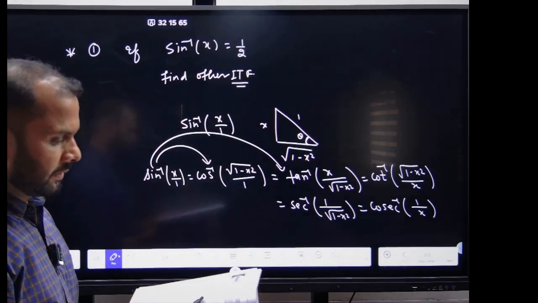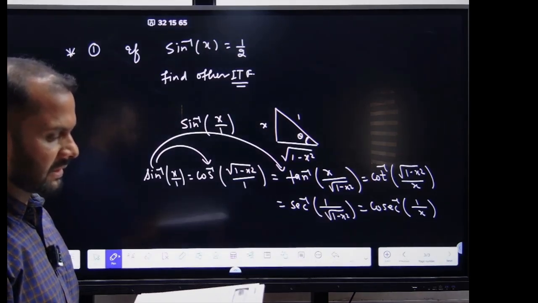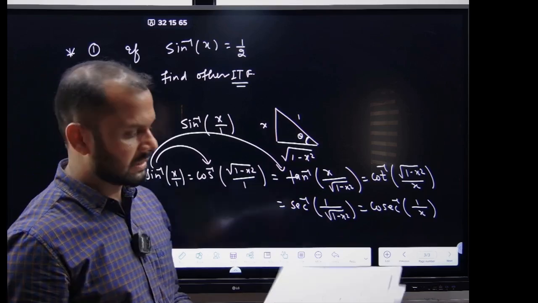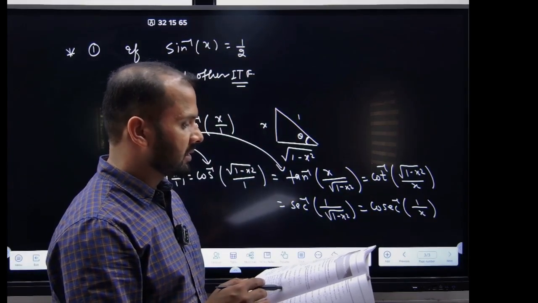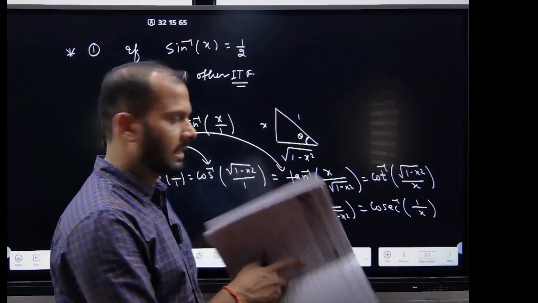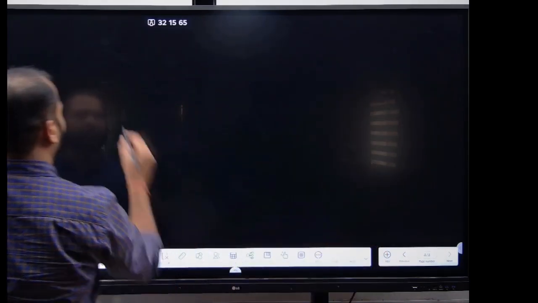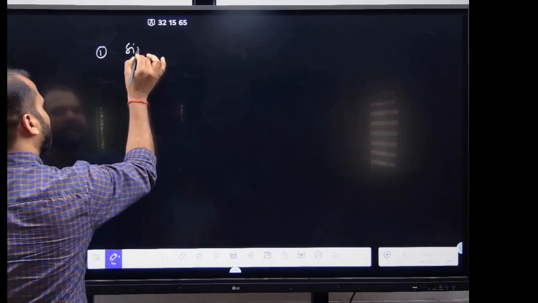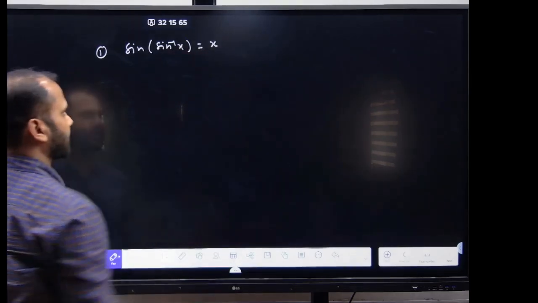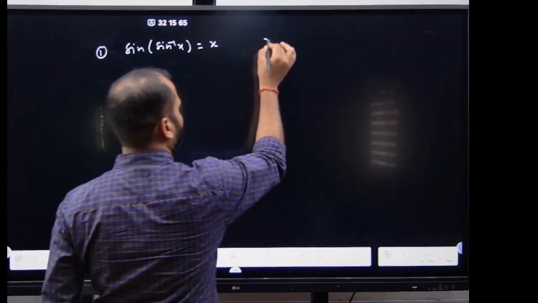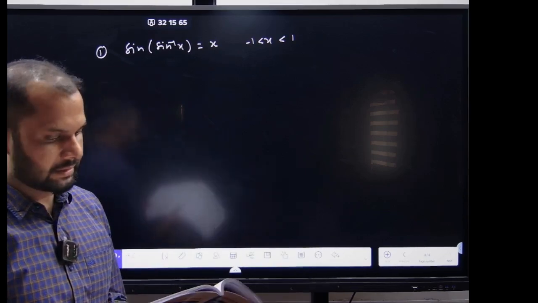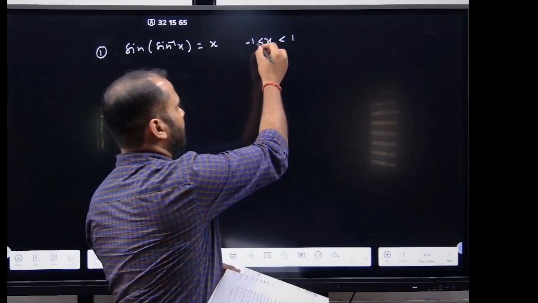Now, these properties we will be starting with sin inverse x. So, sin and sin inverse will get cancelled, x will come outside. That's the next page, page number 16.1, right? So, let me write one by one. First property is like this: outside is sin, inside is sin inverse x. What is the answer? x. But make sure this x should belong to between minus 1 to plus 1.